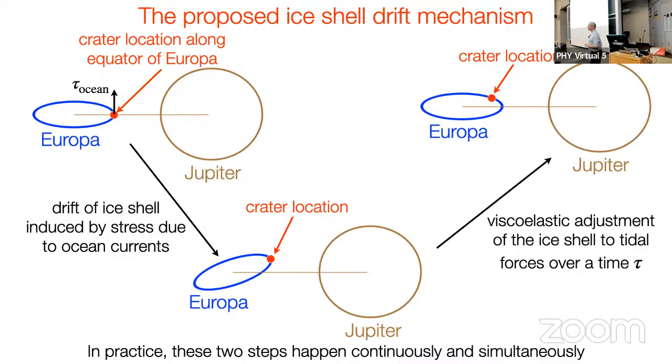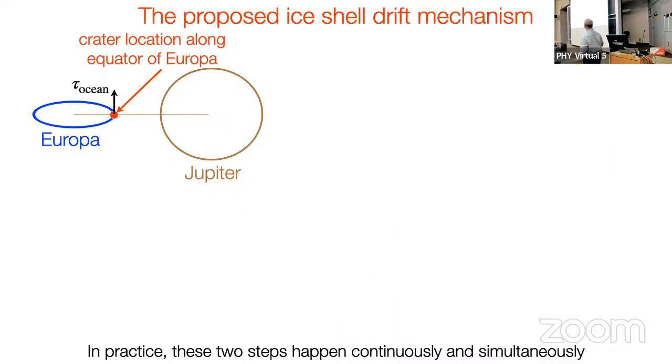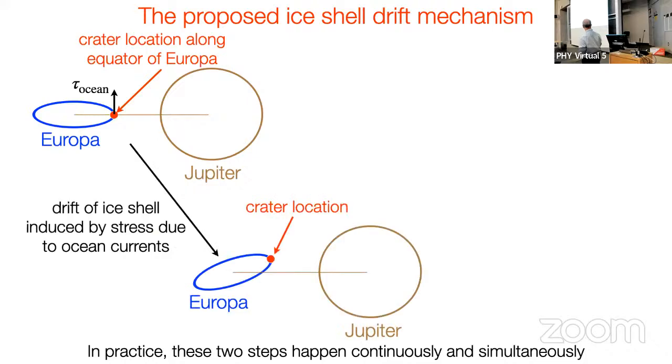Should I repeat this explanation? Do you mind if I repeat it? Okay, so here we go. Three steps that explain how a crater that starts facing Jupiter finds itself here. Step number 1, you have this crater facing Jupiter, and now the ocean torque, the ocean currents on the equator of the ocean, try to push this icy shell around. So then the icy shell finds itself in this position with the crater and everything.